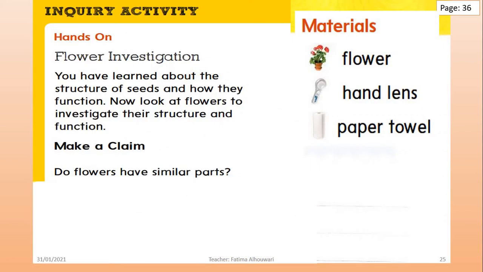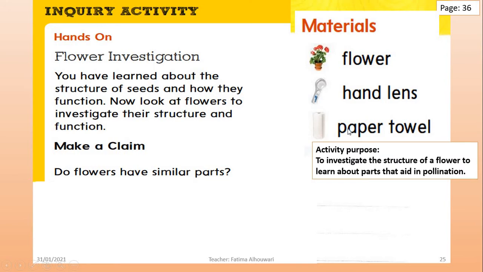Interesting! Today we have another inquiry activity. Page number 36. It's about flower investigation. The purpose of this activity is to investigate the structure of a flower to learn about parts that aid in pollination. You know the flower is the part of the plant that makes seeds, and you have learned about the structure of seeds and how they function. Now, let's take a look at flowers to investigate their structure and function.